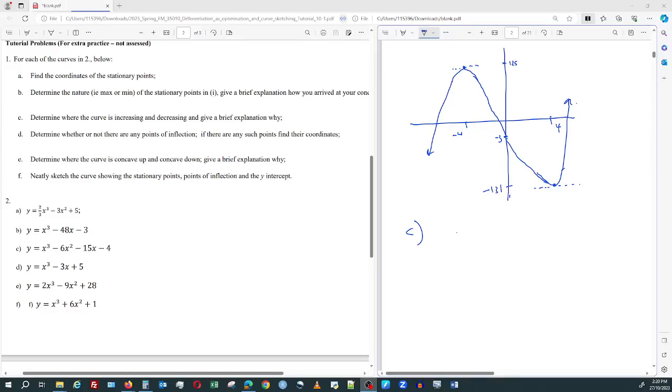Alright, welcome back. So we'll continue on with these. See if we can't get these done today. Alright, so we're at C and we have y equals x cubed. Sorry, we jumped ahead there.